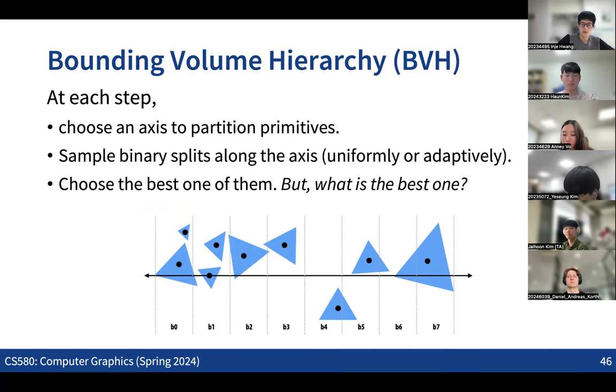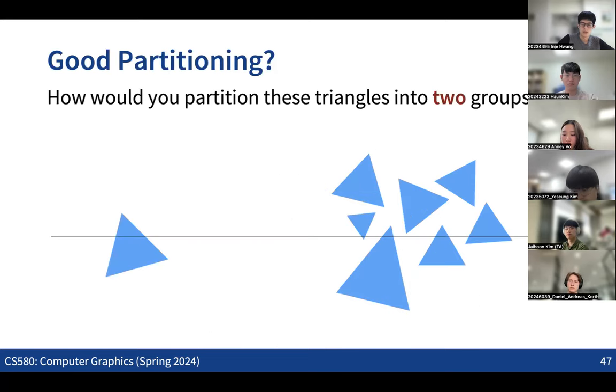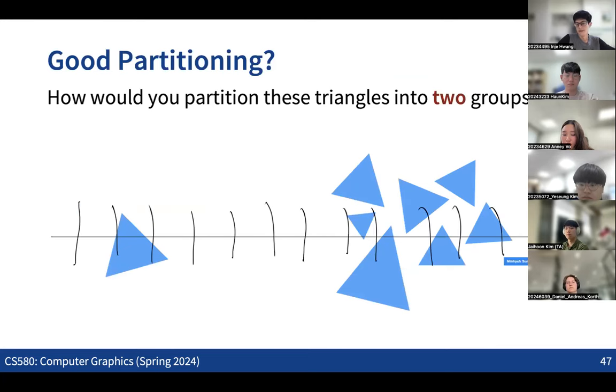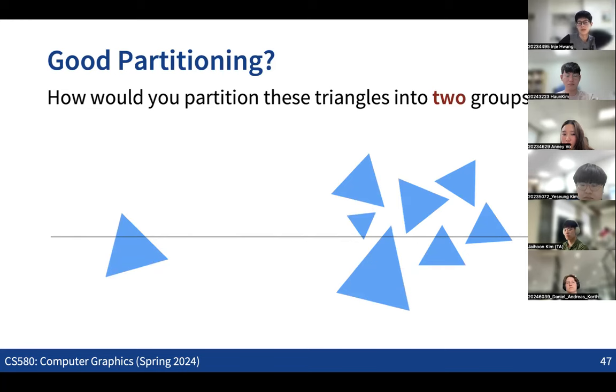Let me give you some kind of example. So we have this scene, and then we have multiple candidates of split planes, for example here. Then how are you going to choose these split planes? Can you divide this set of planes? Any ideas? Yeah, let's make this the last quiz.